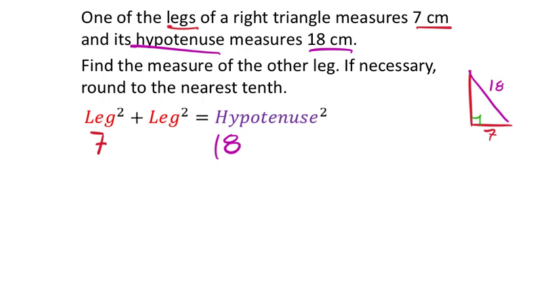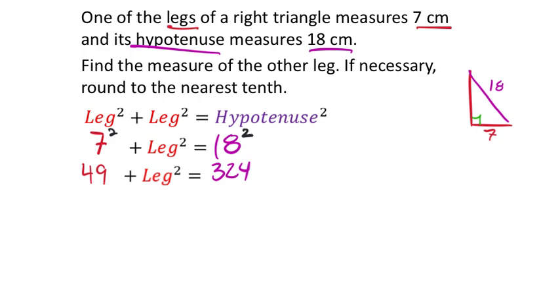So, now that I have that, of course, I would square the 7 and the 18, and it would look something like this. So 7 squared plus the missing leg squared equals 18 squared. And I know 7 to the power of 2, that's going to be old 49er. But 18 to the power of 2, I don't know what that is. So in my calculator, 18 to the power of 2, enter, and I get 324. Okay, so now the equation becomes 49 plus leg squared equals 324. We are solving for that missing leg.